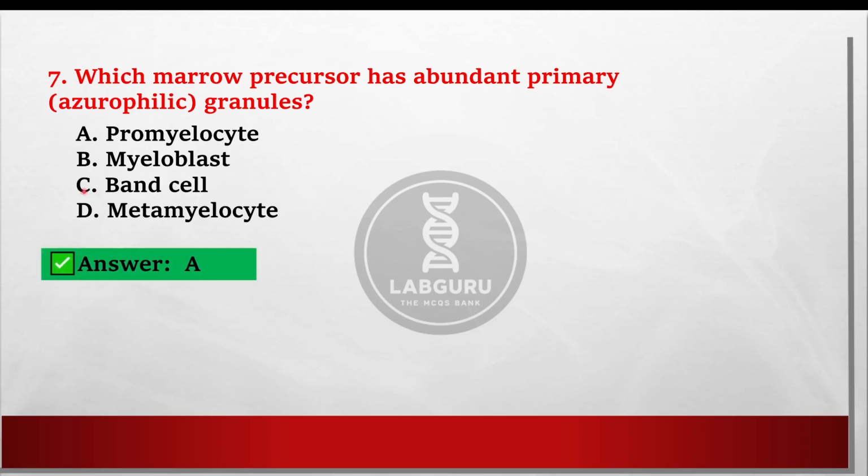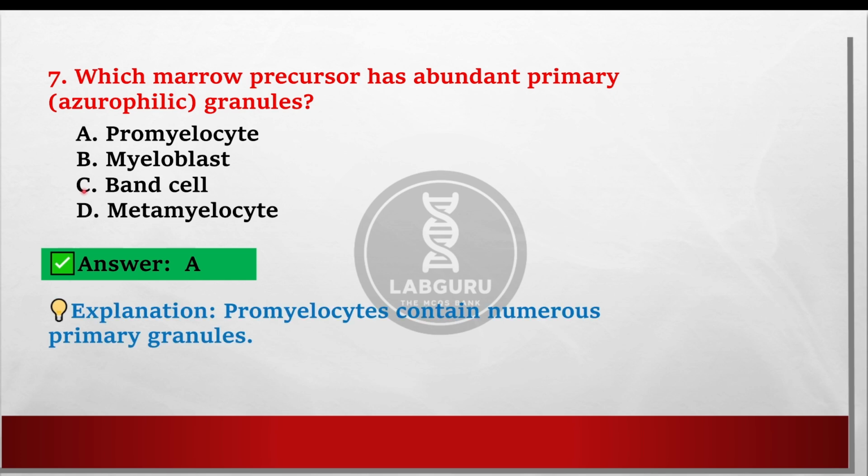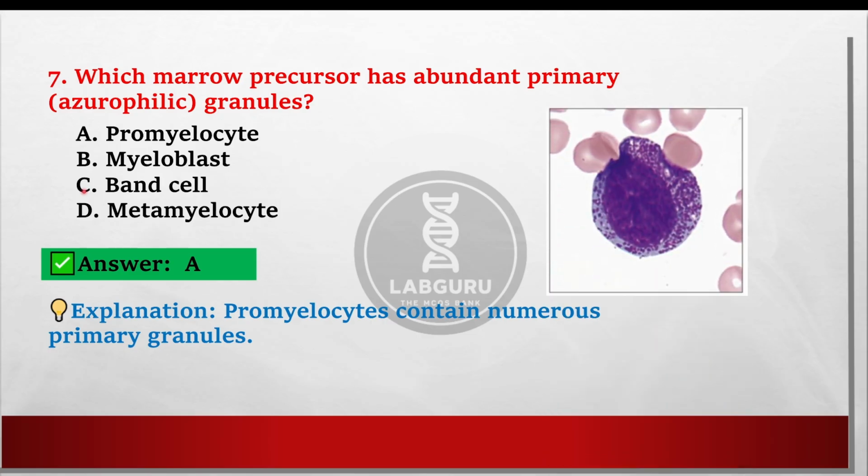Here the right answer is option A, that is promyelocyte. Promyelocytes contain numerous primary granules which are azurophilic in nature. You can see in the picture, these are stained with the reddish purple color when we stain with the Romanowsky stain.